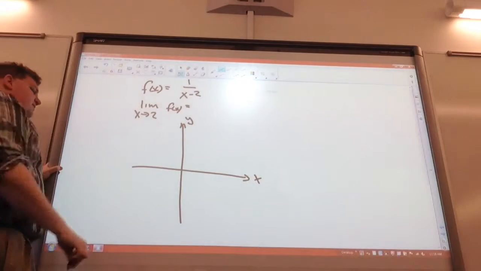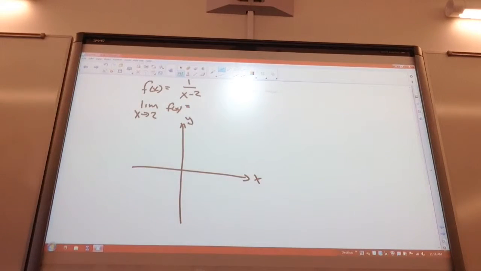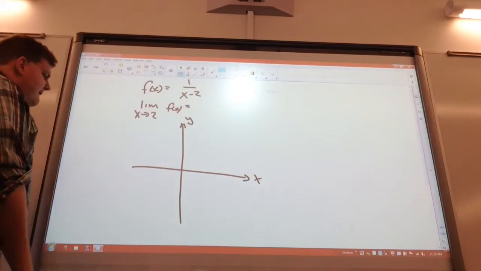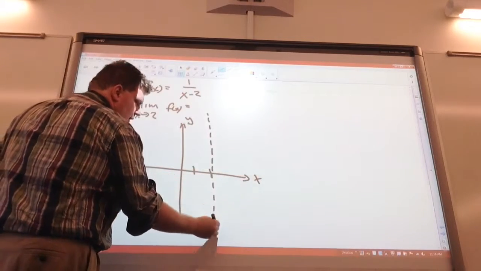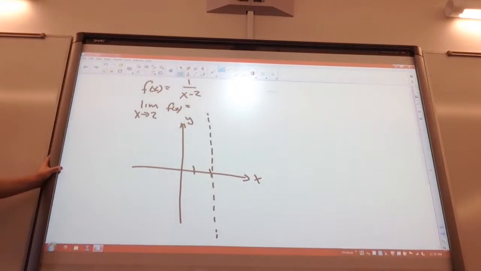What do we know about 1 over x minus 2? It's a, what type of function? Rational. And it's got an asymptote where? At 2. So we'll come over to 2. We'll put down our vertical asymptote there.